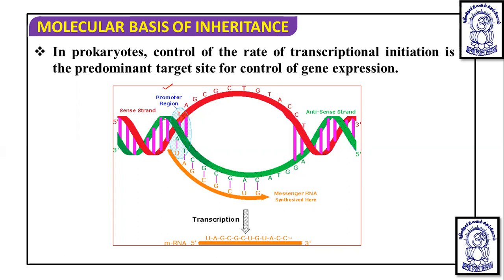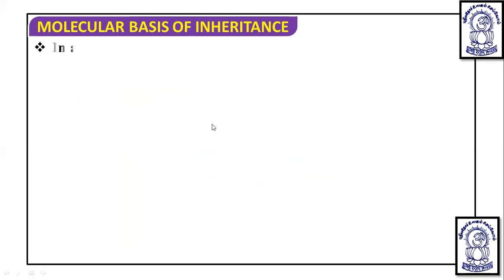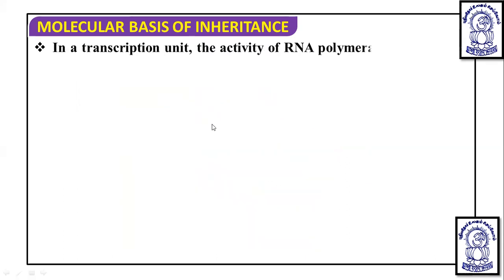this is the template strand. Sorry, antisense is this one. The green color is the antisense or template strand, and the sense strand or coding strand is given in red color. And the mRNA synthesis occurs. So at transcription initiation, this is going to occur.